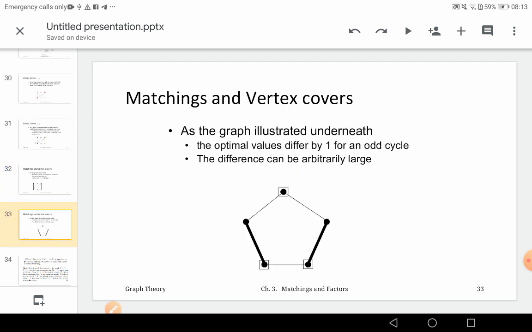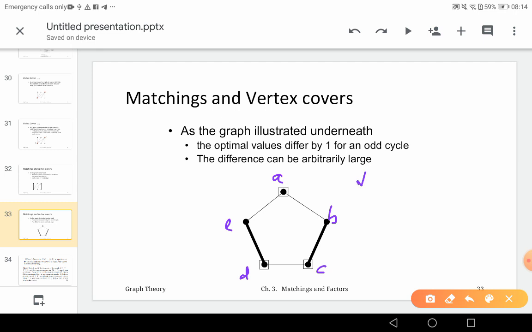Let's see this matching and try to find the matching and the vertex cover for this graph. If we see here, how many vertex cover are there? Let's say we have A, B, C, D, and E. What is your vertex cover?